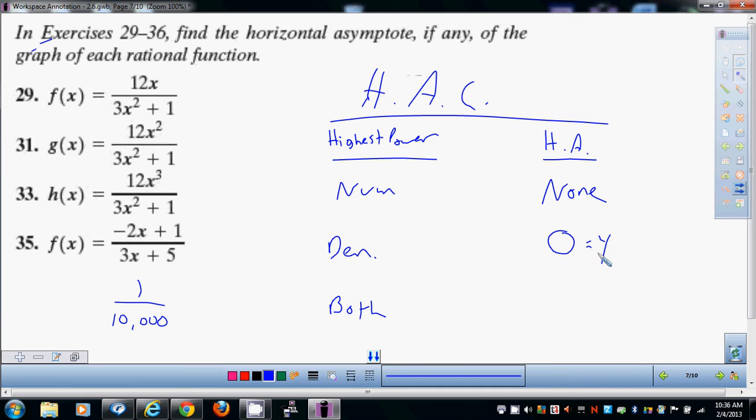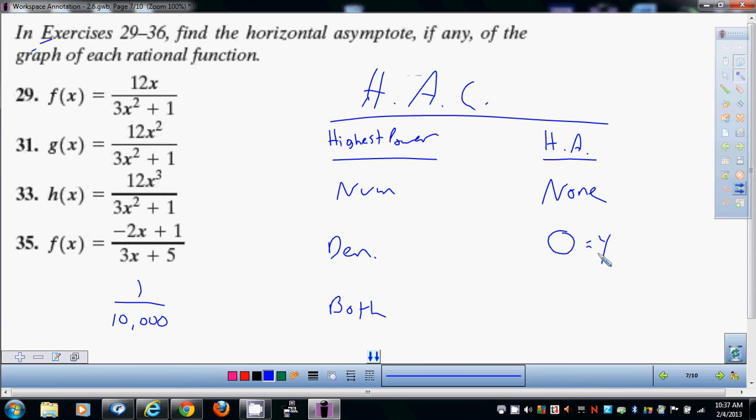Now let's think of one where it's in both places, like number 35. Let's just think about this for a second. If I plugged 1 million in for x, what would that be? That'd be negative 2 million plus 1, which is practically still negative 2 million, over 3 million plus 5, which is practically 3 million. What does negative 2 million over 3 million reduce to?